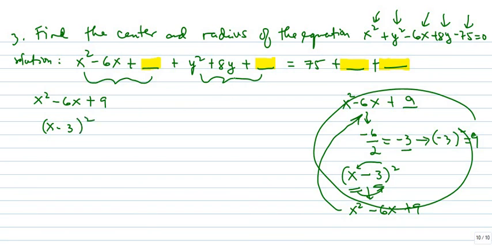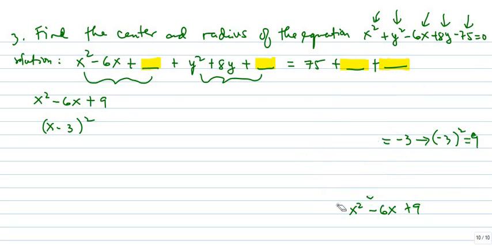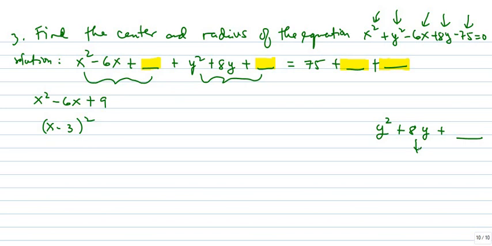Okay, now how about this one, this value? By following this process, so we will follow that process. So we have here y squared plus 8y plus blank. Now, take note of this one. We divide this one by 2. 8 divided by 2, that is equivalent to 4. And then, we square 4. 4 squared, that is equivalent to 16. Okay? So, we will add 16 here, so that we have here y squared plus 8y plus 16.